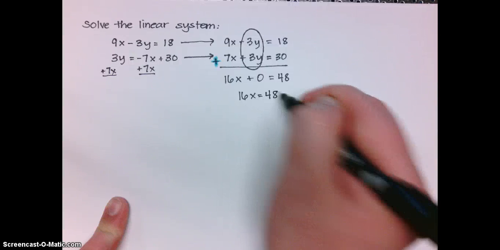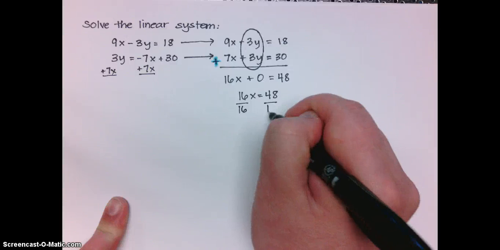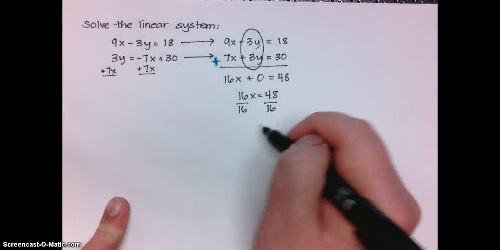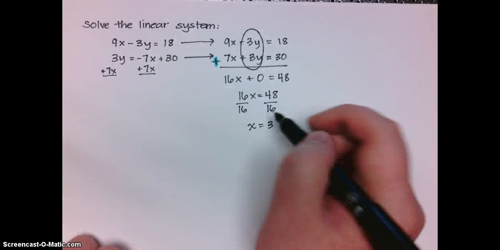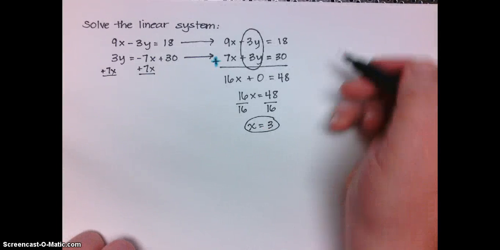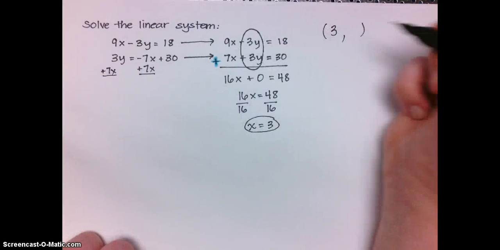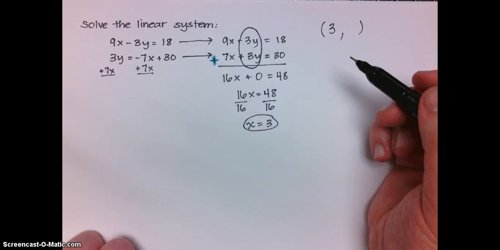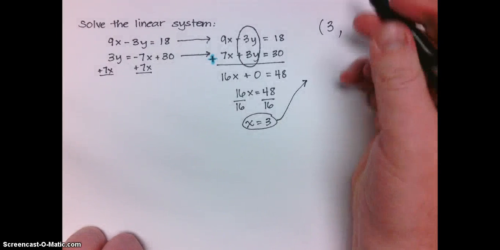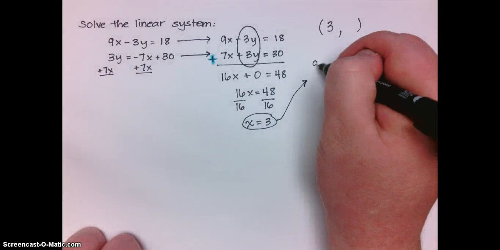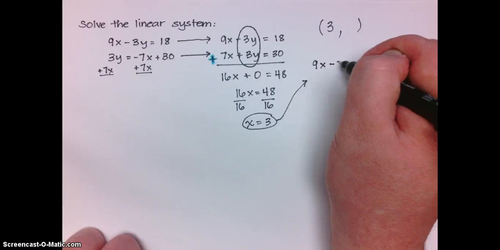I don't need to have the 0 in there. To get the x by itself, divide by 16. And x is going to equal 3. So I have found the first part of my coordinate. It is 3 in the x value. I'm going to use this and plug it into either one of the equations. I just always choose the top one, but I would use whichever one looks easiest to you.